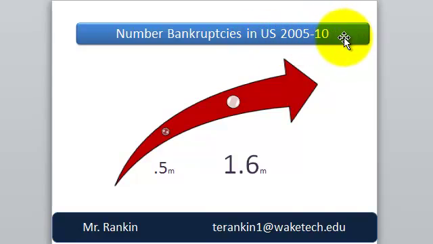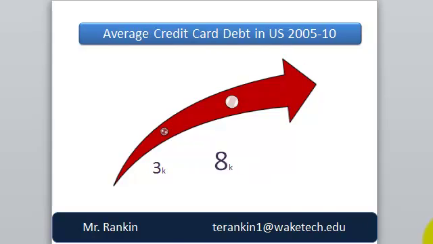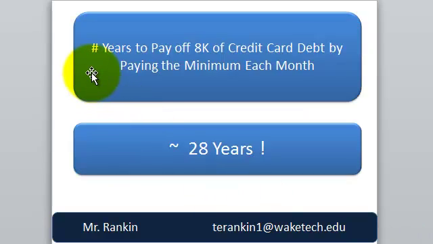Let's just look around at the number of bankruptcies. From 2005 to 2010, the number has tripled from 500,000 to 1.6 million. That 1.6 million is about the number of college grads each year. Secondly, if you look at the average credit card debt, it's almost tripled. It's up to about $8,000 per person. Interesting thing, if you took that $8,000 of credit card debt and paid the minimum each month and never put another penny on the card, it would take you approximately 28 years to pay off the credit card debt.